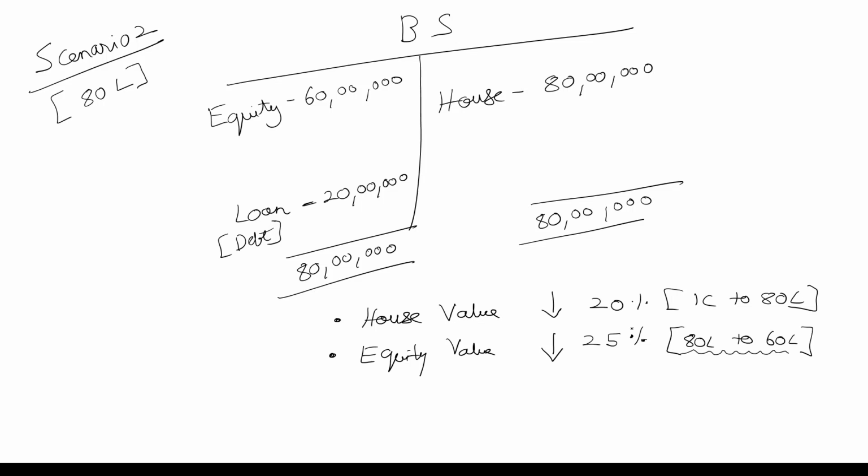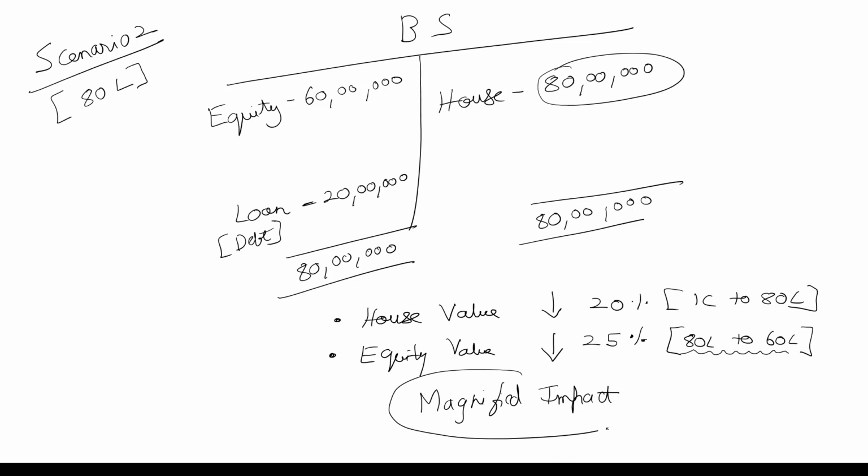So now if I sell the house, I will get 80 lakhs of money, pay off the bank 20 lakhs, and you get 60 lakhs to keep with you. So equity value has reduced by 25%. So that means you will still have the magnified impact here, because the trigger was 20% and the impact you see is 25%. Still you have the magnified impact, and that is still because there is some debt in the financing. So the moment there is some debt in the financing, you will definitely see this magnified impact.